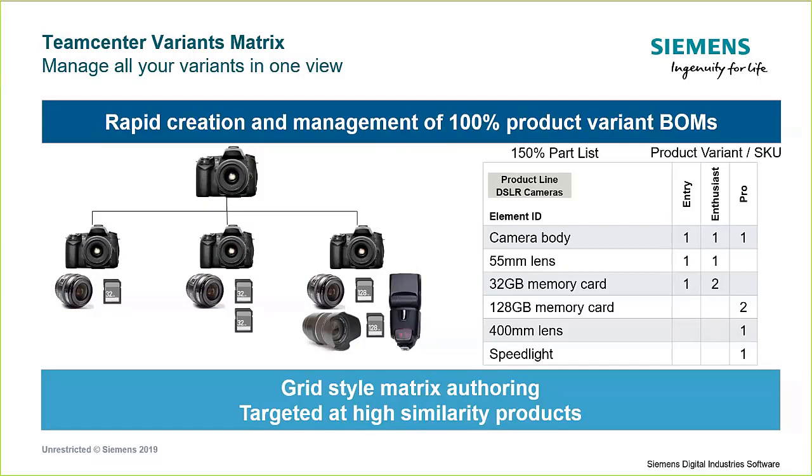So it gives you a grid-style matrix authoring. You can see an example on the right where you more or less have, well, here's a camera model, maybe an entry-level camera model, enthusiast level, and a pro model. Then it's just a matter of determining, well, what comes with it. If you get the enthusiast model, you get 2 32 gigabit cards, where the entry level only comes with 1. Or the pro level comes with 2 28 gig cards. So it's mainly just what comes with it.